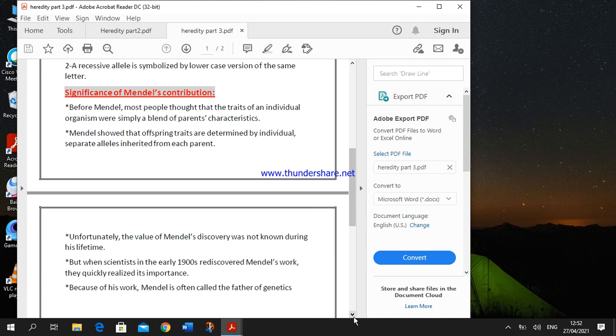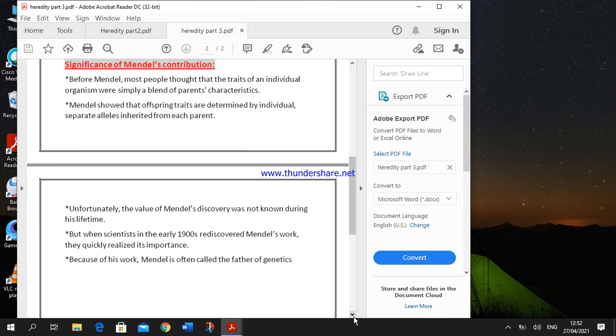Fortunately, the value of Mendel's discovery wasn't known during his lifetime, but when scientists in the early 1900s rediscovered Mendel's work, they quickly realized its importance. Because of his work, Mendel is often called the father of genetics.